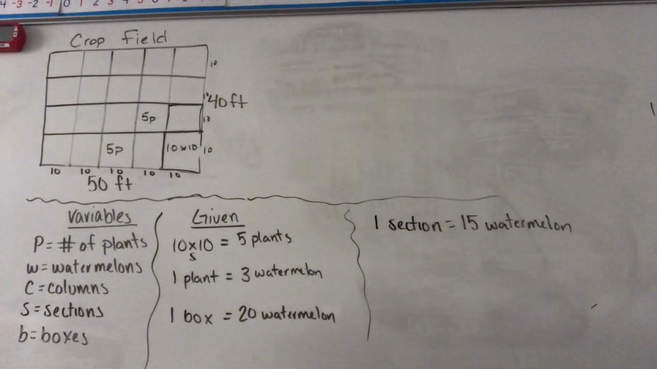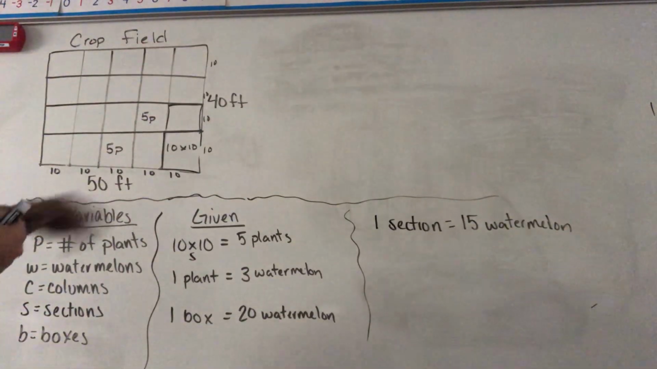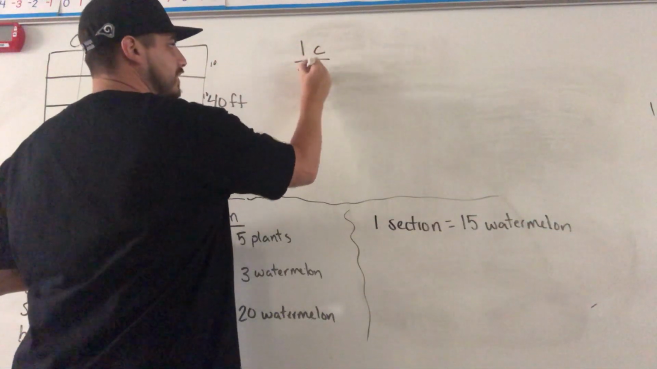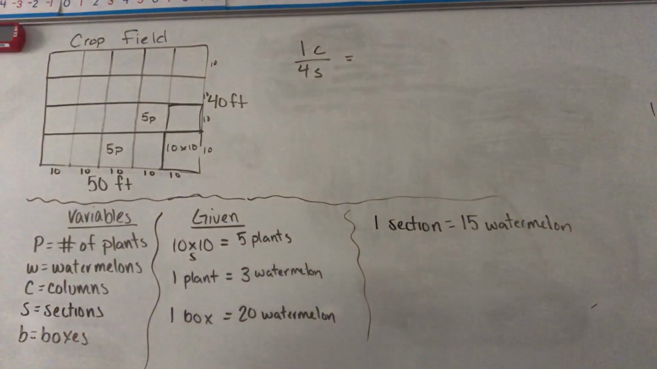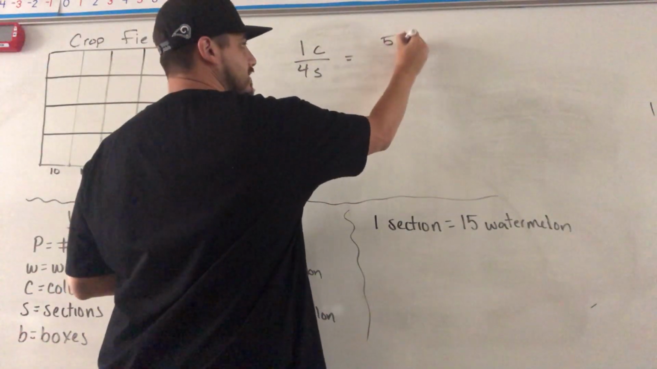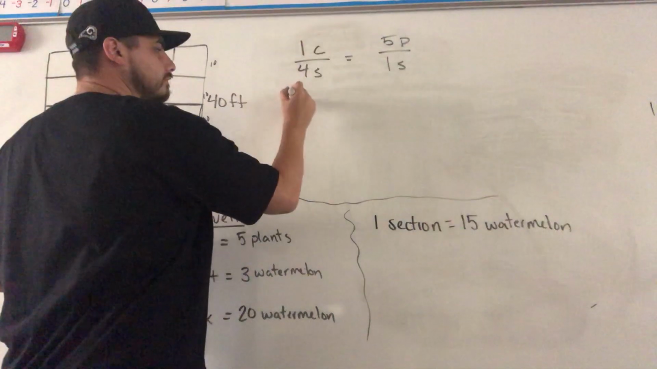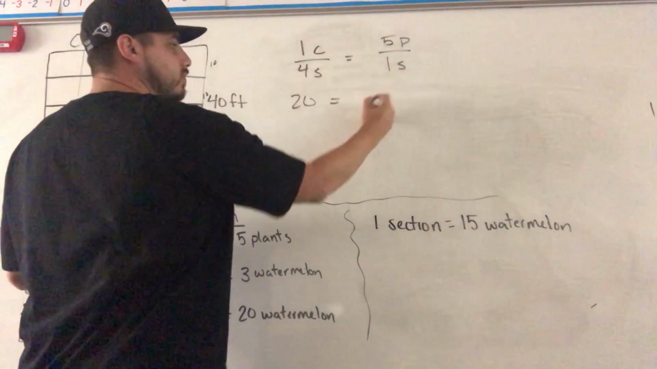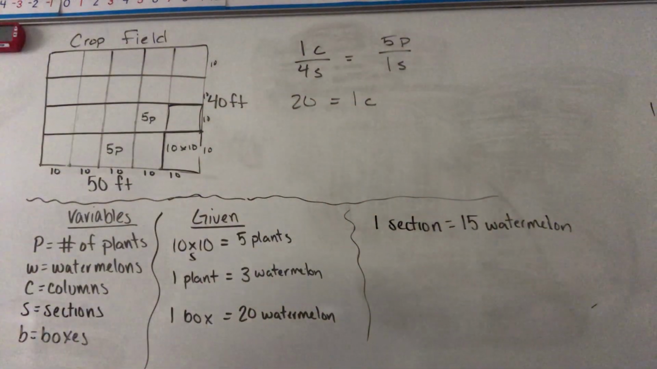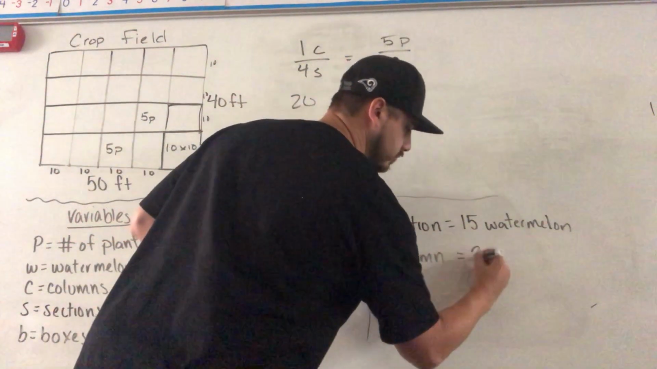So now, let's see, how many plants are in each column. Well, in each column, there's 4 sections. So one column has 4 sections, and if we know that in each section there's 5 plants, again, we cross multiply. 4 times 5 is 20. 1 times 1 is 1. So every column is going to have a total of 20 plants. So one column has a total of 20 plants.